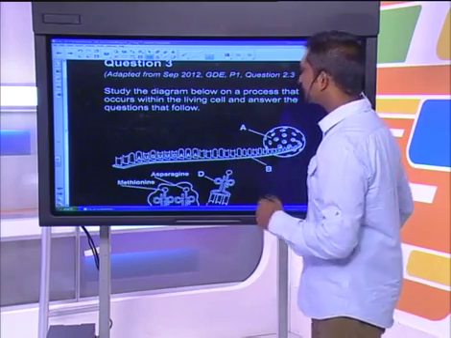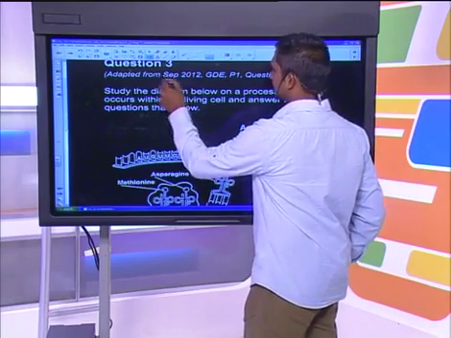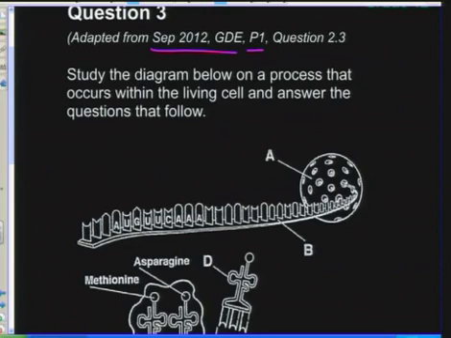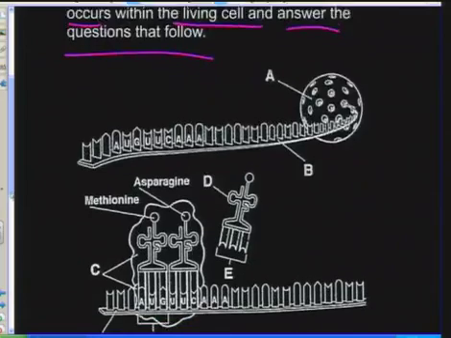So here we're looking at a question that's adapted from a September 2012 GDE paper 1, again in question 2. So let's look at the question. Study the diagram below on a process that occurs within a living cell and answer the question. So we're looking at a process here. We've got a diagram. Let's study the diagram and answer the questions.